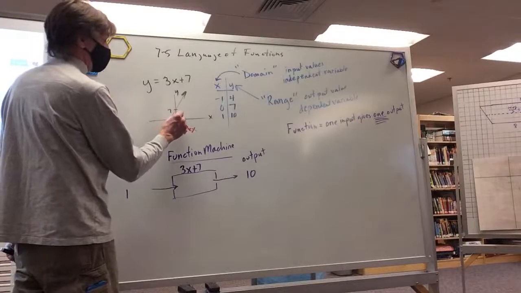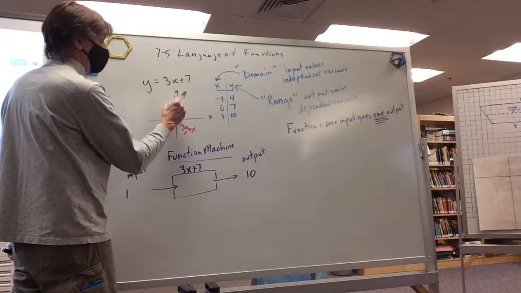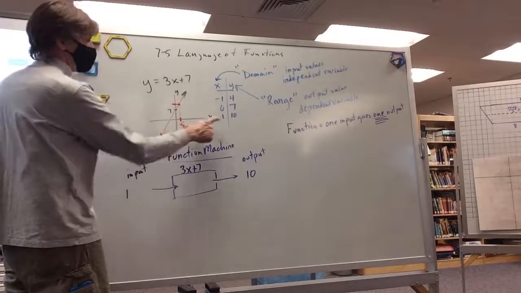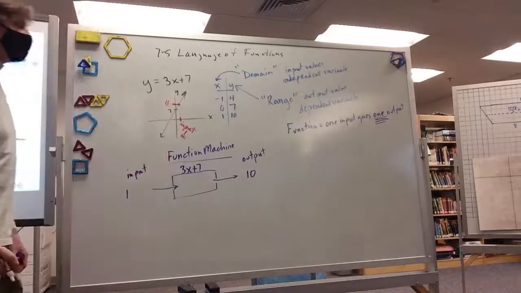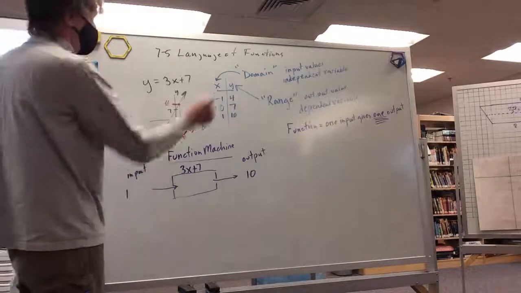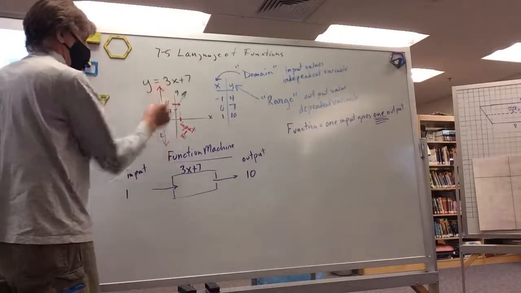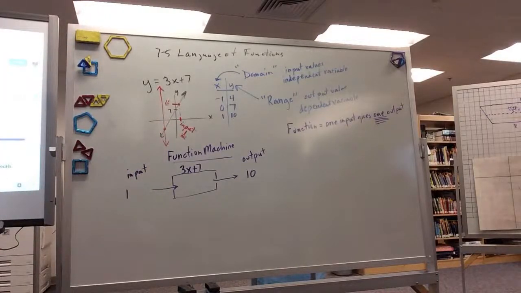Well, you're going to go up, up, up, up, up, and hit, and then you're going to go over, and you're going to come right here. And if you have an input of 1, what's the output? That's 10. So for each input, there's only one output. And another way of doing this is if you go anywhere on this graph, and you drew a vertical line like this, it's only going to cross at one point. That's called the vertical line test.